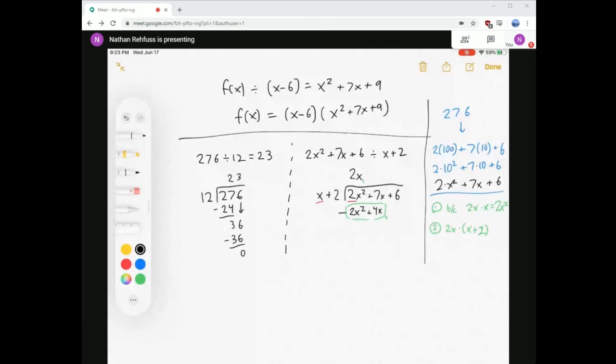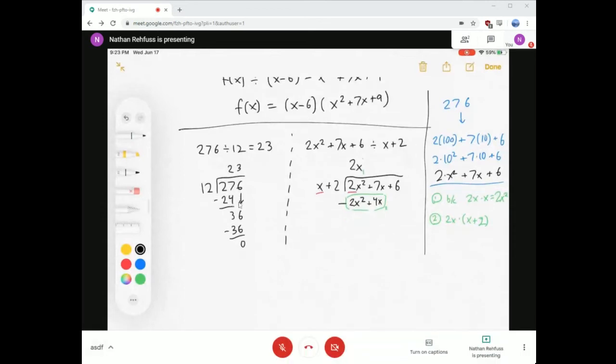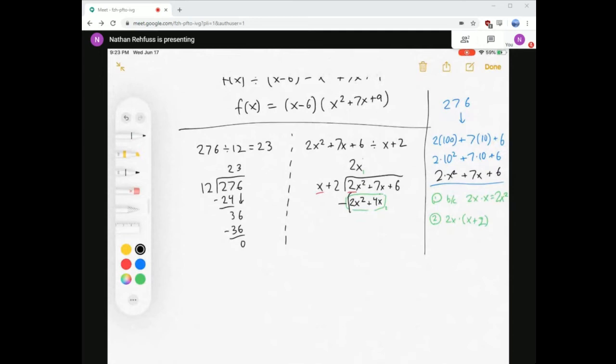Here's where you want to be really careful. Over here, I subtracted 24. I didn't subtract the 20 and add the 4, just like I'm not going to subtract the 2x squared and add the 4x. I'm going to put parentheses here to remind myself I'm subtracting this whole expression, not just one part of it. You wouldn't subtract one digit and add the other.